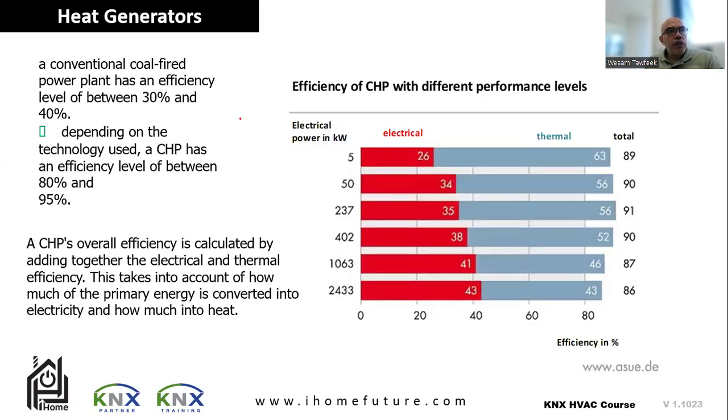The heat generators in this way, you also consider them by efficiency. The conventional coal-fired power plant, the normal power plant, gives you an efficiency between 30 and 40%, depending on the technology used, but the CHP has an efficiency of almost 80 to 95%. Okay, this is calculated by adding together the electricity you are getting from the generator, plus the heat you are also getting from the generator. In this way, you are getting electrical energy and thermal energy. When you add them together, you get the total efficiency. Okay, like this.